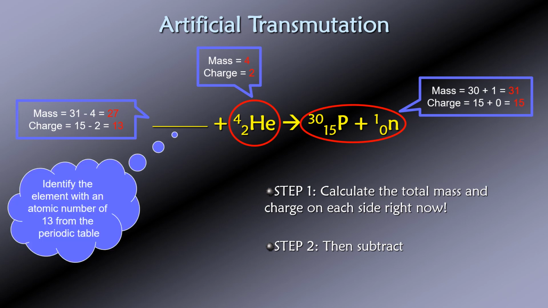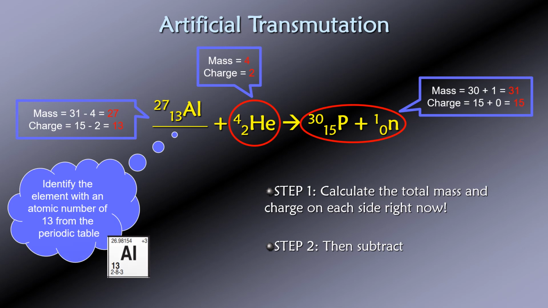So again, you'll have to identify what this element is. So you'll go to the periodic table, find the element with an atomic number of 13, because remember, charge is the same thing as the atomic number, and that will turn out to be aluminum. So there you go. That is your answer.